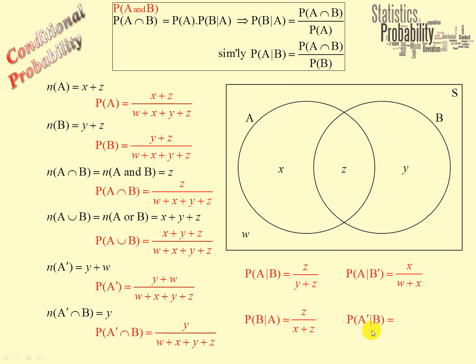Probability of A complement given B. Correction. Here, the probability of B is Y plus Z. So it's given that it's B, so therefore I want to know A complement given that it's B here. And the probability of A complement will be Y because that's outside A. So it's Y over Y plus Z.